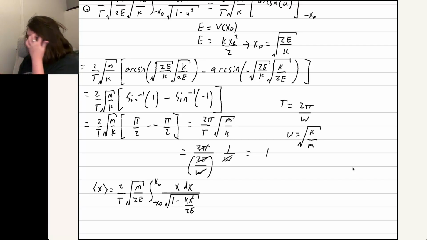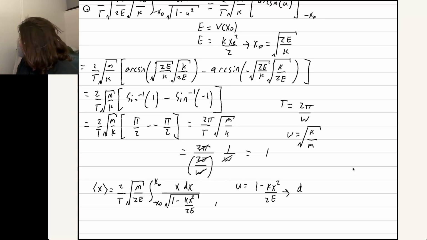This integral is a little bit more simple. You can say that u is equal to 1 minus kx squared over 2e. So the du is equal to, nope, it's equal to kx over e dx.